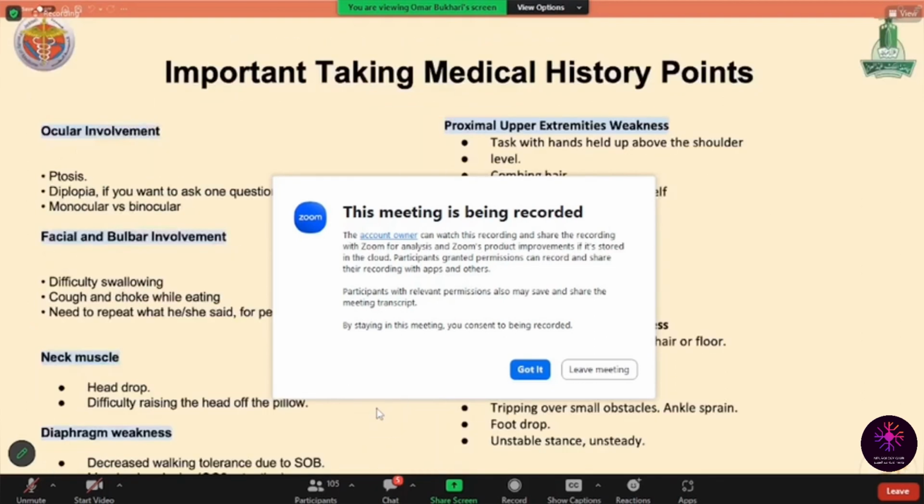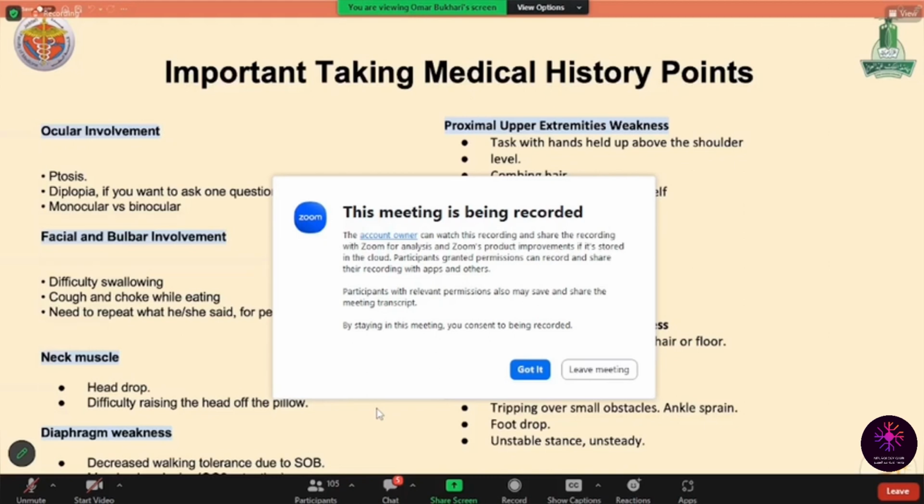Going back to history taking, ocular involvement, for example, asking about ptosis, diplopia. One of the vital and important questions is to determine if it's monocular or binocular diplopia. Monocular diplopia usually goes with ophthalmological causes. Binocular usually neurological causes. Facial and bulbar involvement: difficulty swallowing, cough and choke while eating. This indicates brainstem or upper brainstem involvement.